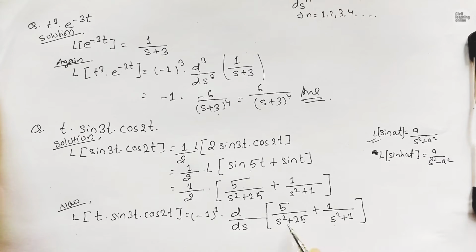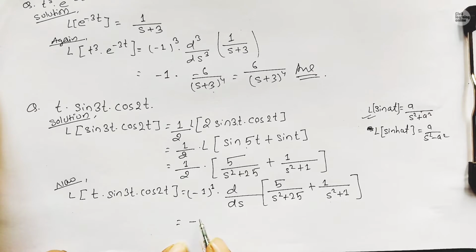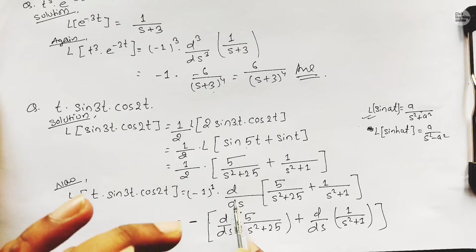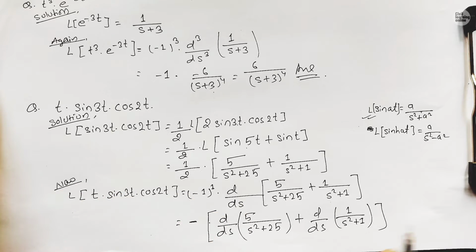Now we have to find the derivative of these two terms. Or let me elaborate once again. So we will have here minus 1 to the power 1, meaning minus, and we have to do the derivative d upon ds of 5 upon s square plus 25 plus d upon ds times 1 upon s square plus 1, and put the bracket here. What I did, we have to find the derivative of both these terms, so I have multiplied both terms with d upon ds to find the derivative.